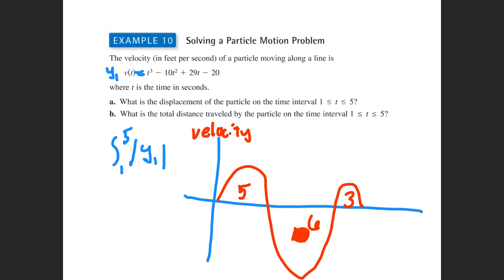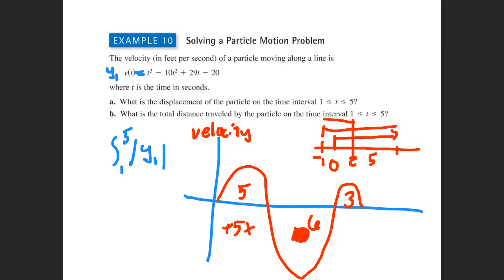If I had to draw this out on a number line, I start at 0, and we don't know where it starts, but I'm going 5 places to the right because it's above the x-axis, and then I'm going to go 6 places to the left, so that means I'm at -1 now. Then I'm going to turn around and go back 3 places, so it looks like I end up at +2. Now, if they ask for total distance traveled, that's absolute value, so all of these would be positive. This would be 5 plus 6 plus 3, or 14. So there's a big difference between displacement and total distance traveled. Okay, good with that?